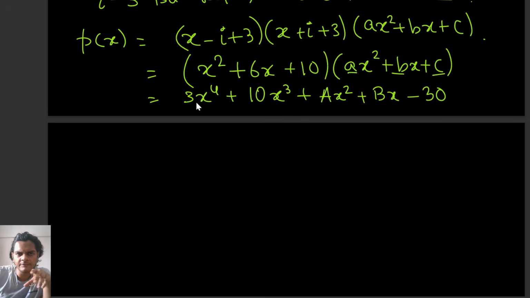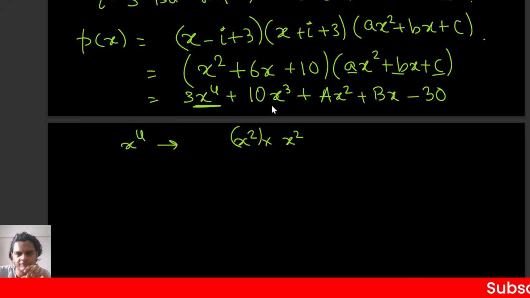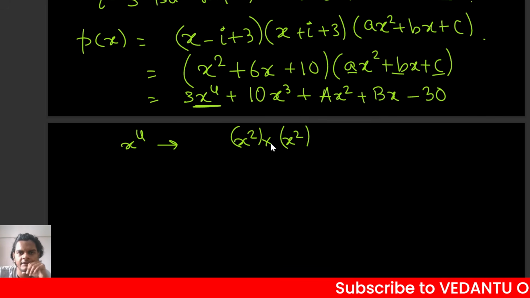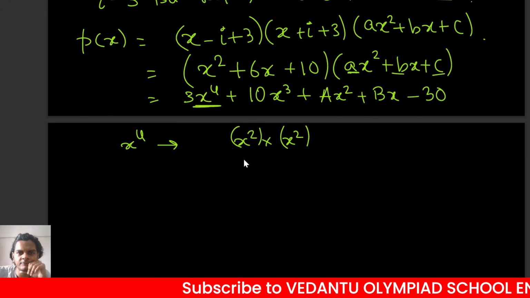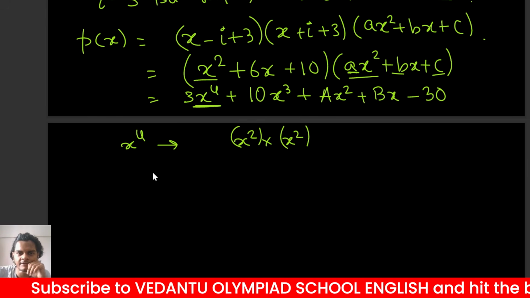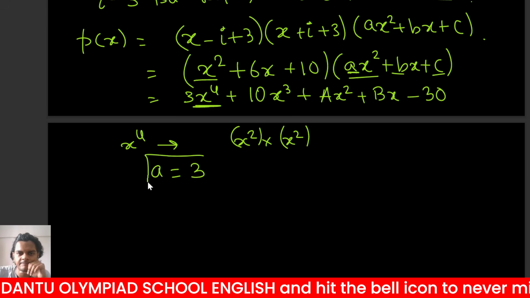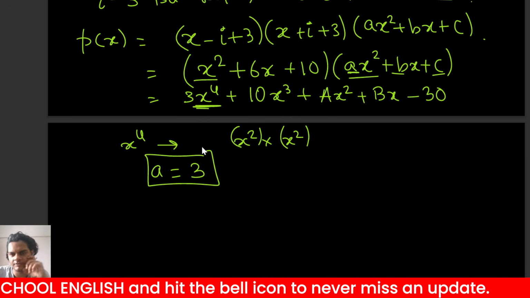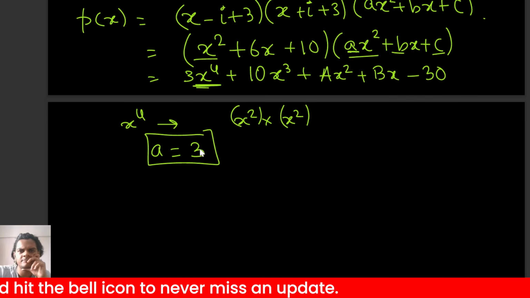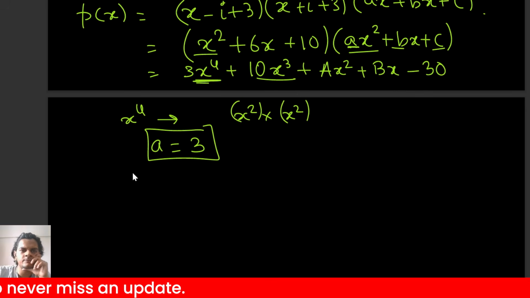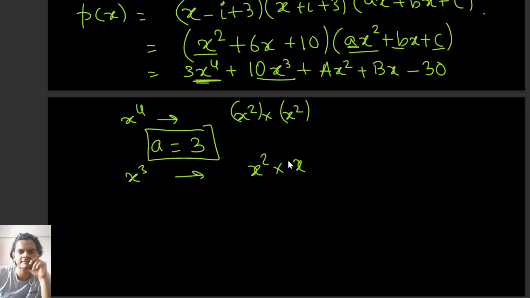So immediately if you see, the x power 4 coefficient has to be the coefficient of x square into x square, right? x square from the first one, x square from the second one. So here we have ax square into x square. So a has to be equal to 3, right? A has to be equal to 3. Now we know x cube. x cube is formed by x square into x coefficient and x into x square.